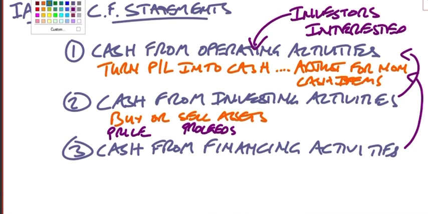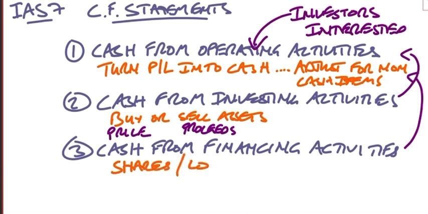When it comes to your cash from financing activities, well, that's just things like shares issued, or loans taken or paid back. And again, very easy to get those. Often they'll be given to you. Maybe they'll give you a statement of changes in equity and you can pick up the figures from there.